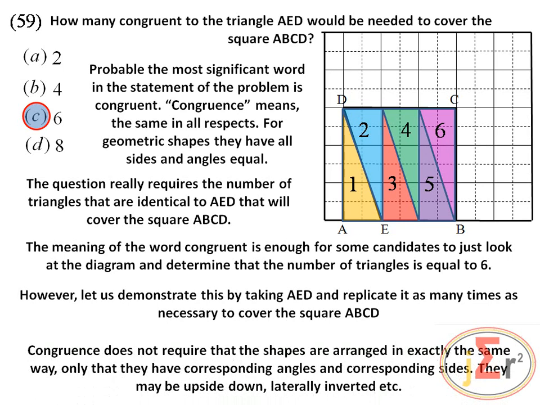Congruence does not require that the shapes are arranged in exactly the same way, only that they have corresponding angles and corresponding sides. They may be upside down or laterally inverted, and so on. So we do not have to have them looking like this, 1, 3, 5, for them to be congruent. As long as this side is equal to this one, and this one is equal to this one, and they both have corresponding hypotenuse, then we are good, irrespective of how they are arranged.